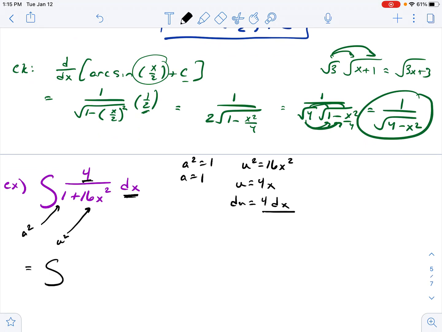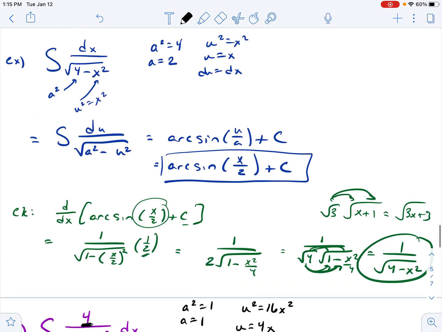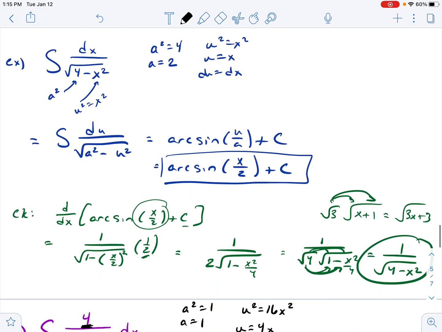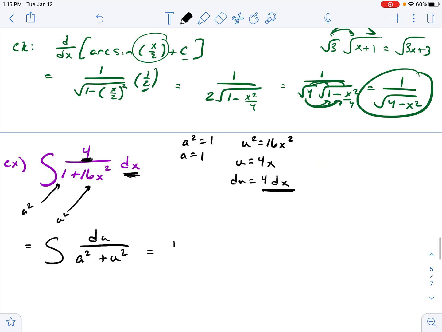So watch what happens here, okay? 4 dx is my du. A squared is 1. I'm just going to write that as a squared plus the u squared. And now I have exactly that rule, number 2. So I'm going to get back, following the rule, 1 over a, arc tan of u over a plus c. And now I'll replace with what a and u are.